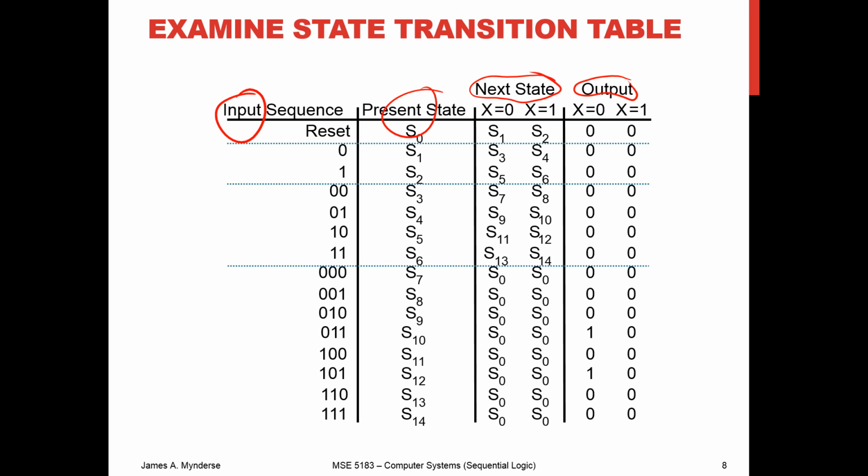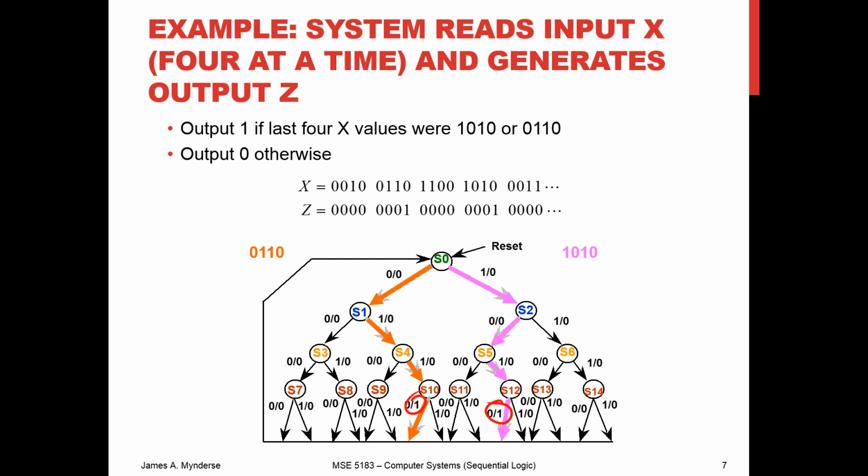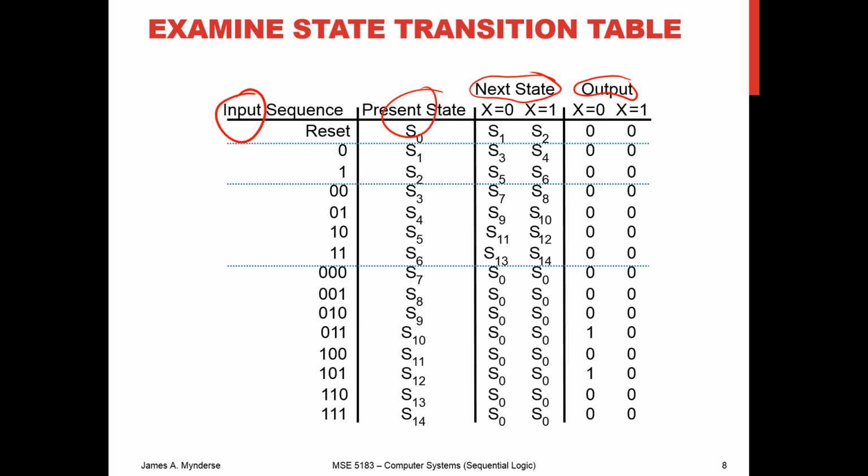So if we start in S0, then our next state is either going to be S1 or S2, whether X is a 0 or 1, and our output is going to be 0, 0. So flipping back here, S0, that's our first one, goes to the left or the right, depending on whether X is a 0 or a 1, so it's going to go to 1 or 2, and in both cases the output is 0. And we can go all the way down the table.